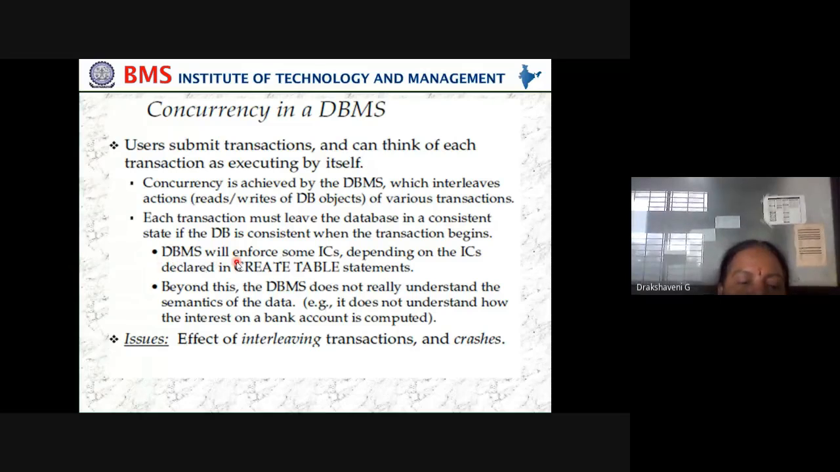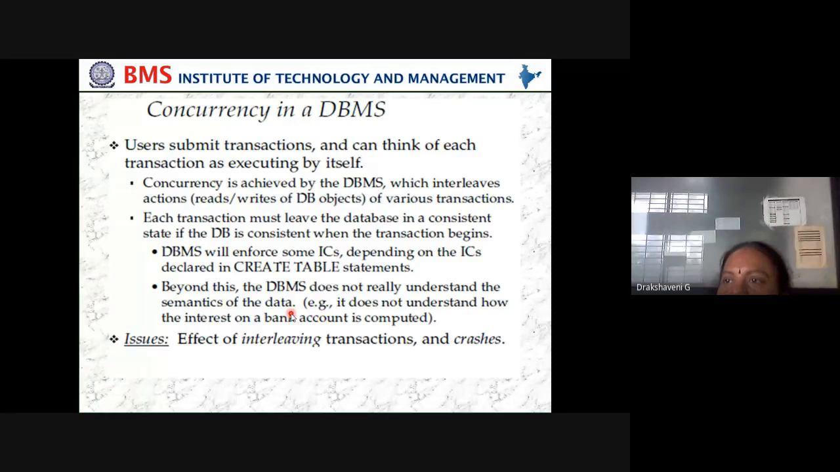Then the DBMS will enforce some integrity constraints depending on what we have declared in the DBMS, whether the create table statement, whether to write, read, or insert a value. There will be so many things. And if I'm inserting into the table, how many values I'm inserting, all these are in the create table. So beyond this, the DBMS does not really understand the semantics of the database. That's what I was saying.